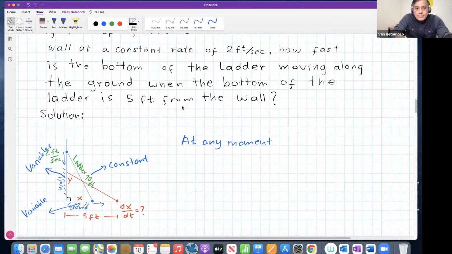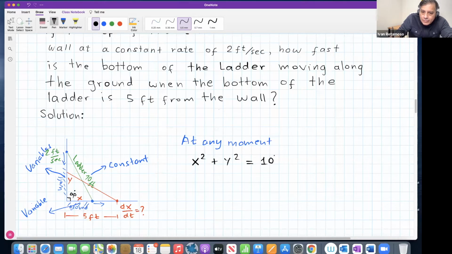Yeah, so the Pythagorean theorem, right? No matter in which position the ladder is, this angle will always be 90 degrees, right? Maybe we should write it. And because of that, the lengths X and Y will be related by this equation: X squared plus Y squared equals 10 squared, right? It's called the theorem of Pythagoras. Yeah, very good, excellent. This will happen at any moment, right? Now we have the relationship between the quantities that are changing over time. Let's follow the guidelines.